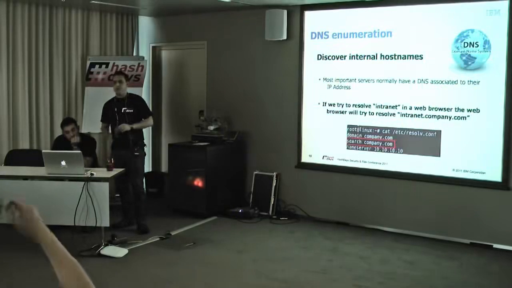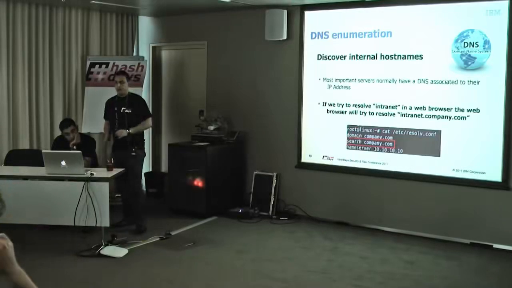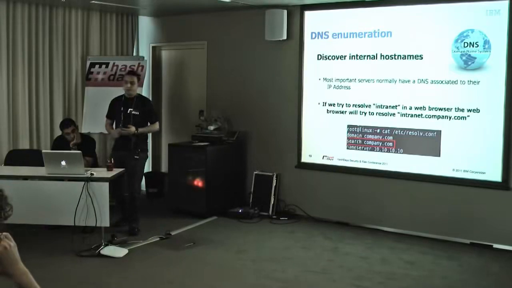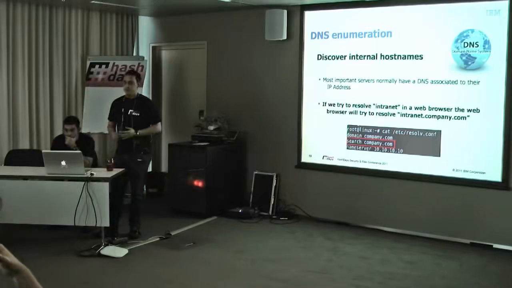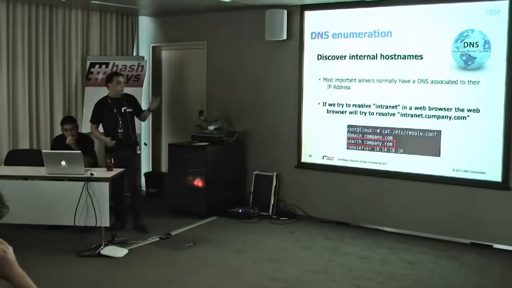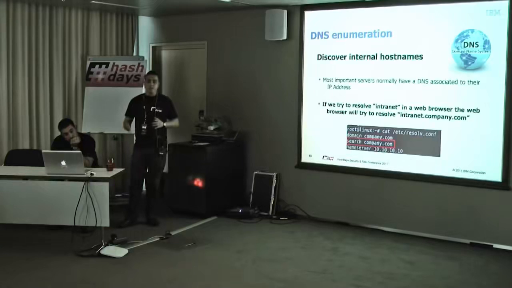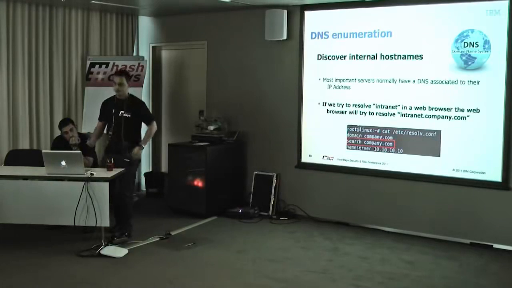Well, DNS enumeration is a known technique that has been around for a while, and it's based on two key ideas. The first one is that most of the important servers have a DNS name associated with them. And the second, and the most important, is that if we try to resolve, for example, intranet in a web browser, the web browser will append company.com because of the configuration of the DNS tools.